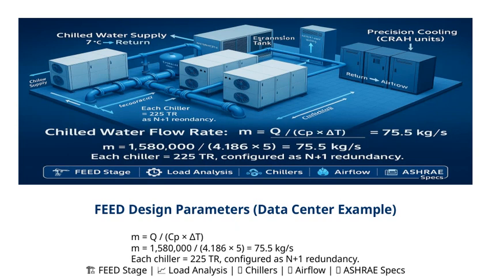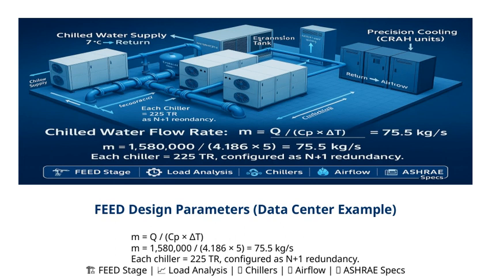All right, let's take a closer look at the feed design parameters, specifically for this data center example. First, we have the mass flow rate. Denoted as M, this is calculated using the formula M equals Q divided by the specific heat capacity, Cp, times the temperature difference, delta T. In this case, Q, the heat load, is 1,580,000 units, presumably in watts or BTUs. Cp, the specific heat capacity of water, is 4.186, and the temperature difference we're working with is 5 degrees.